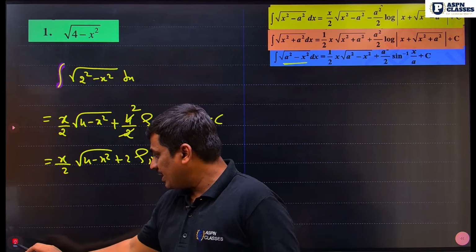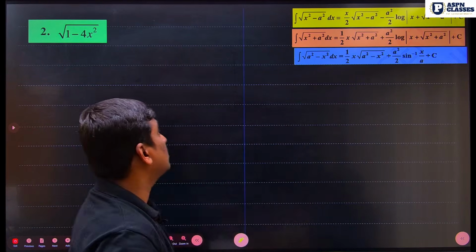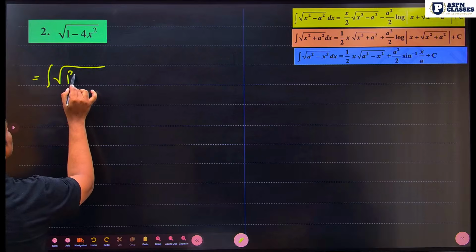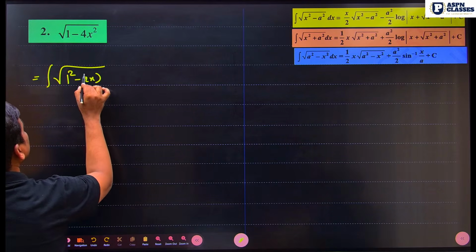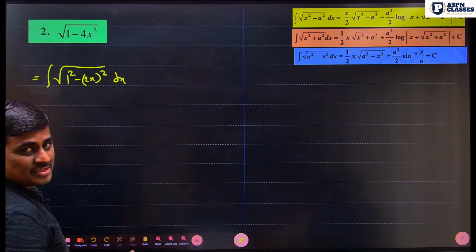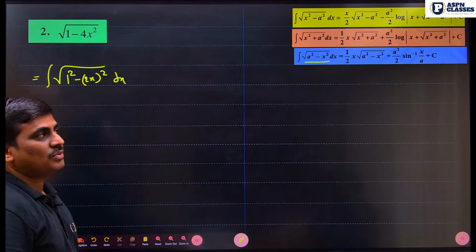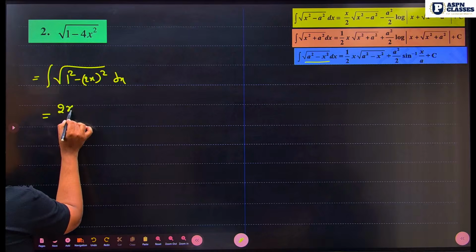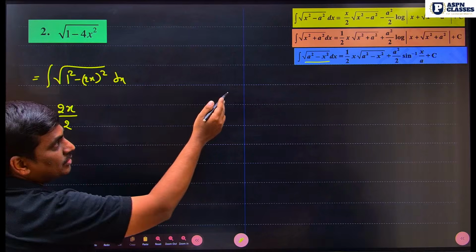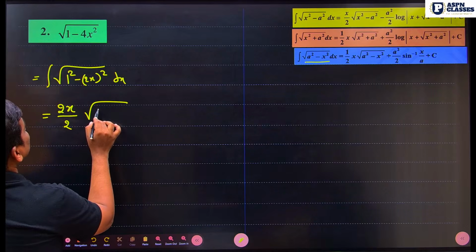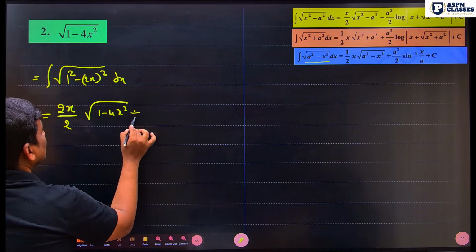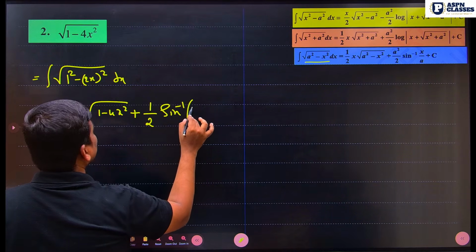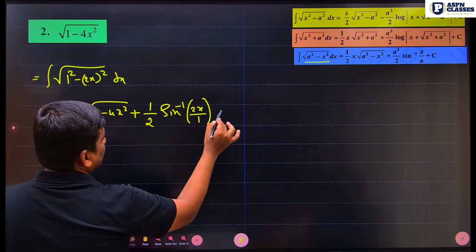Okay, so one more simple question is there, the second question. Here we need to make some arrangements. Root is there, 1 square also you can write. 4, it means I'm going to write 2x whole square, students. Again dx, again it will repeat the same formula. First constant a square and x square. What is the formula? First you need to write x in the place. What is here? 2x, students. 2x divided by 2 according to that formula. And here again the question only is repeated, 1 minus 4x square, then plus a square, 1 only, so 1 square is 1, so 1 by 2, then sine inverse of 2x divided by 1 plus c.